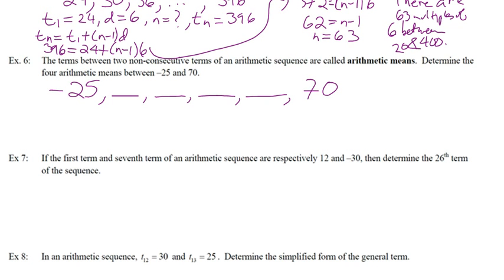So what do we know? Looking at this, what do we know? T1. What's T1? What else do we know? What's Tn? 70. What else do we know? How many terms are there in total? 6. So what's n? That makes Tn into T6. We know T6. What don't we know? D. But what do we know? Enough to solve for D.